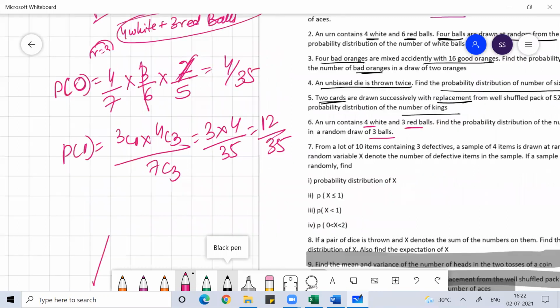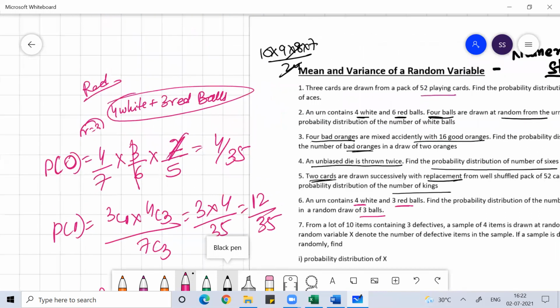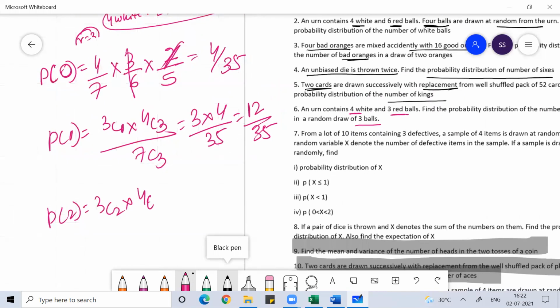Clear now everyone? Then two red ball. Two red ball means 3C2 into 4C1. Three ball you're drawing. If you draw three ball and you're getting two red ball, then one is other, so it should be 4C1, which is 4. So it should be 3 into 4, that is 12, not 18. Let me check: 3C2 is 3, 4C1 is 4.